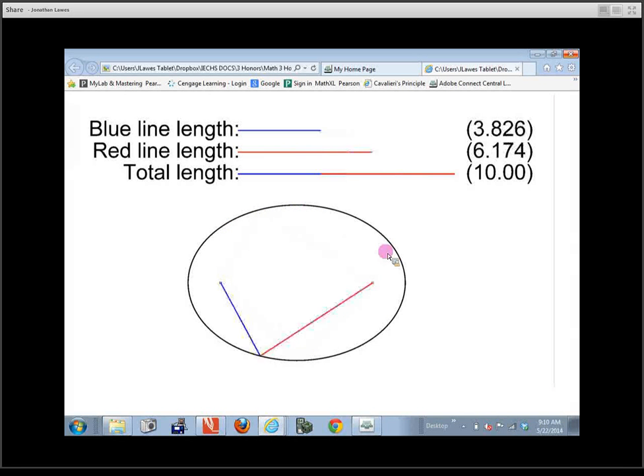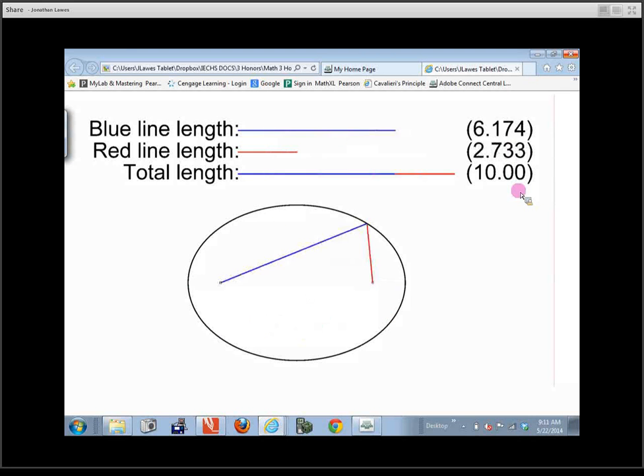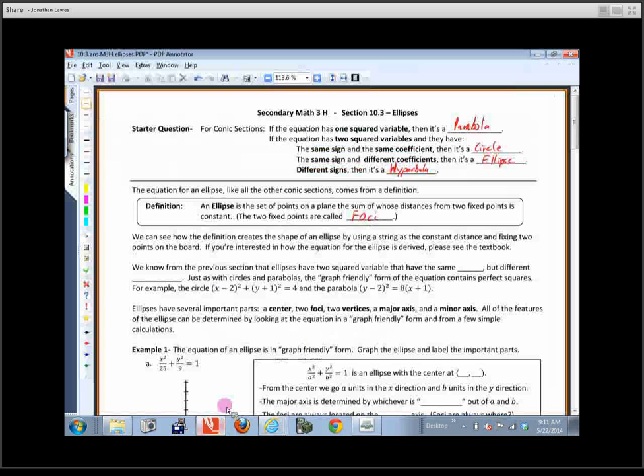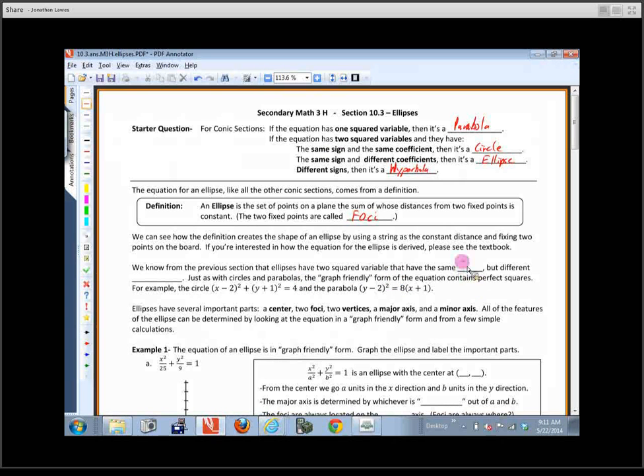Okay? The sum of whose distances from those given points is always constant. It's always exactly the same. That's why you see these numbers changing, but that 10 never changes. That string is always exactly the same length. Does that make sense? Okay. So let's go back here. And remember, we know that from those previous sections when we talked about if we've got 2 squared variables, they have the same sign, but they have different coefficients.